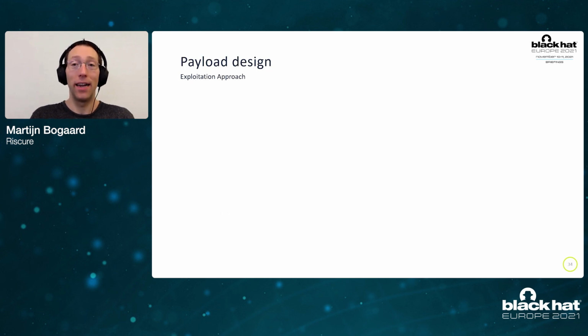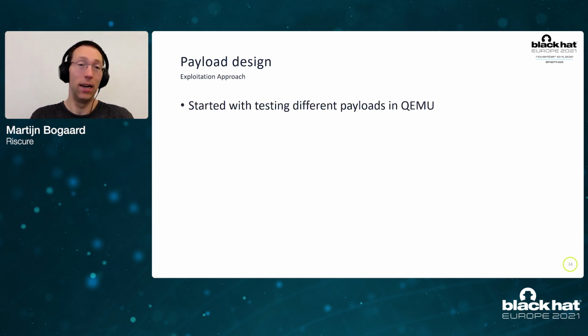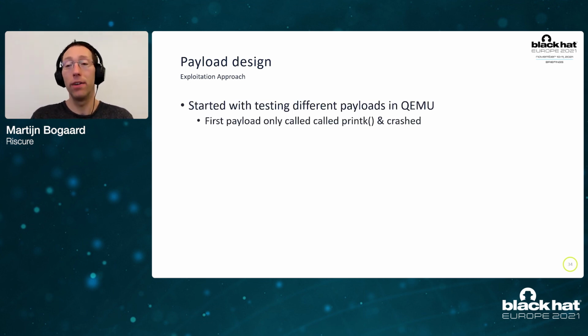How are we then designing our payload? Well, we again went back to QEMU and started crafting different payloads. Our very first payload was simply calling the print function and seeing if we could print a message to the console, and seeing how the kernel panicked. Of course, this is not very useful. However, it gave us the confirmation that we could actually gain code execution in the context of the kernel.